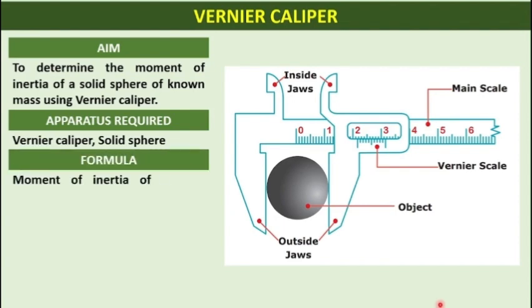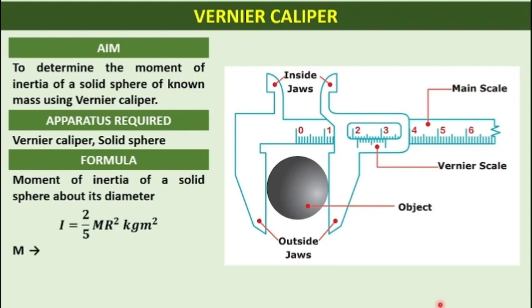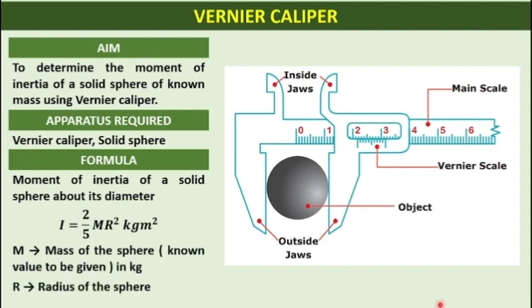Formula: moment of inertia of a solid sphere about its diameter, I equals 2 over 5 M R square, kilogram meter square. M is the mass of the sphere, this value is given. Then R is the radius of the solid sphere in meter.